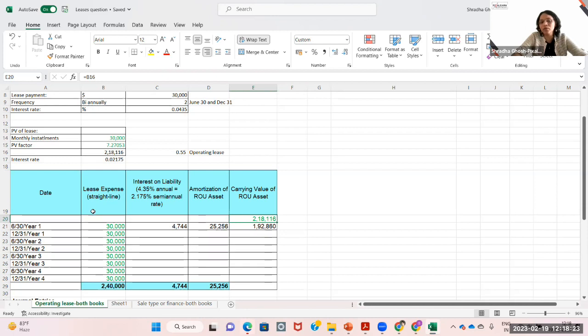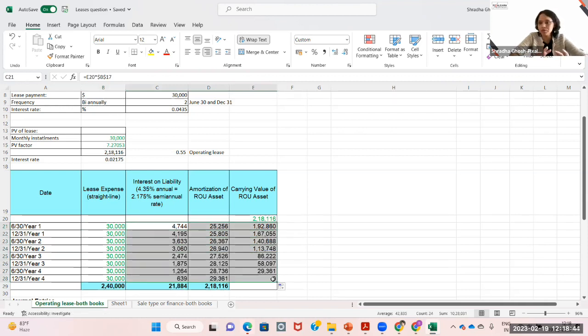Over the next 8 periods, when I'm going to pay you $30,000 every 6 months, some part of it is going to be the interest element, which you calculate on the beginning liability's ratio. And whatever is the balance becomes my reduction of liability. If I continue this for all the others, at the end of 8 periods, my entire liability becomes 0. That means I would have paid the lessor with all the outstanding interest over the 8 periods of lease payment.